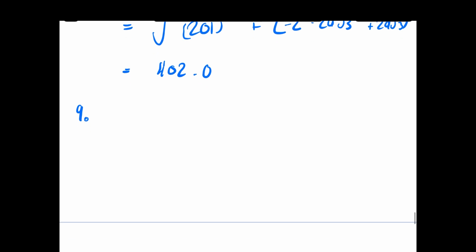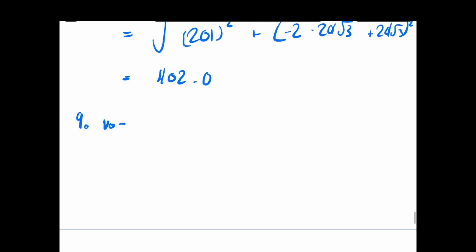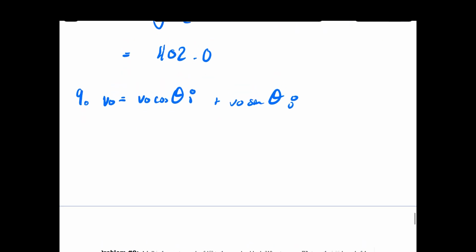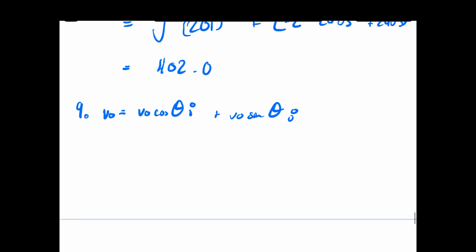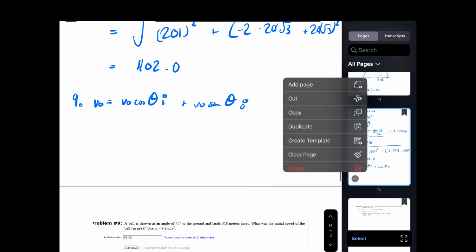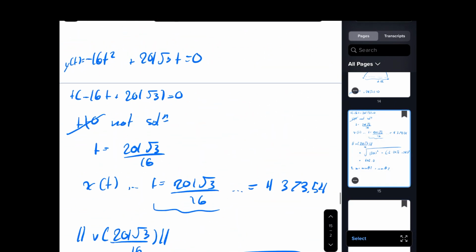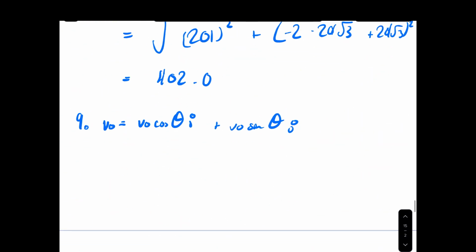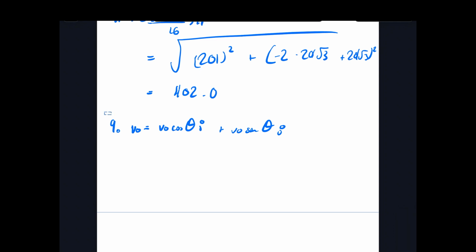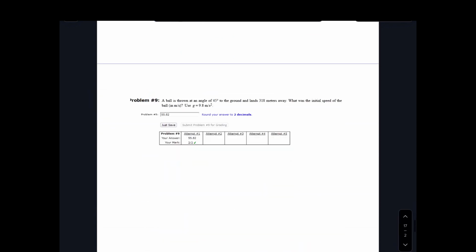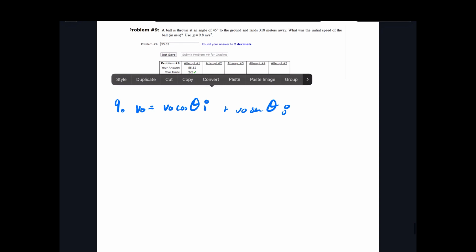it's not that bad. So we said before that v naught equals v naught cos theta i plus v naught sine theta j. Okay, and so we know that g equals 9.8 this time around, and if I add another page here. Oh, where am I writing this? Sorry, let me grab this. There we go. So that's what we know, all right?